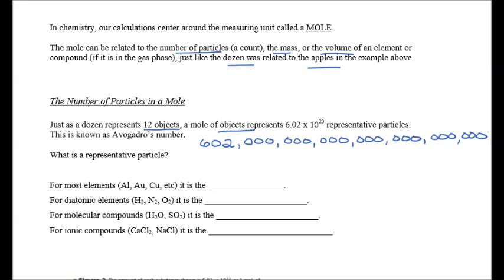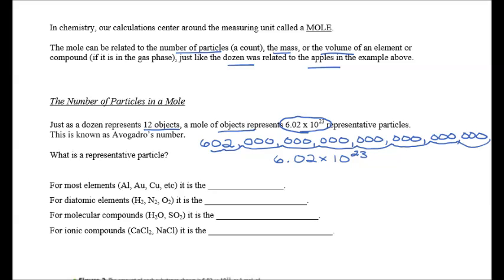The reason the mole is such a big number is because the things we're measuring are so extremely small. 602,000 billion, written as a decimal, would be 6.02 times 10 to the 3, 6, 9, 12, 15, 18, 21, 22, 23. 6.02 times 10 to the 23, which is this number right here.